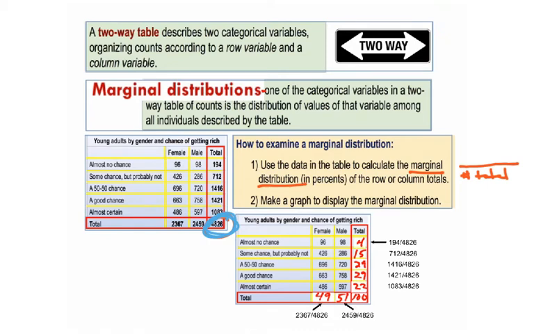All right, so we're going to do each row and also each column. So for "almost no chance," you would add up the female and the male that said they had almost no chance of being rich by age 30, which was 194, and divide that by the total amount of people surveyed. And you can see that's approximately 4%. Some chance, but probably not. Add the female and the male together to get 712. Divide that by the total respondents of the survey, and that's approximately 15%.